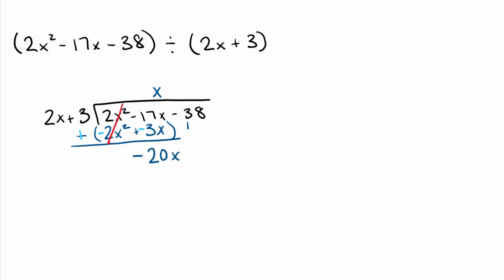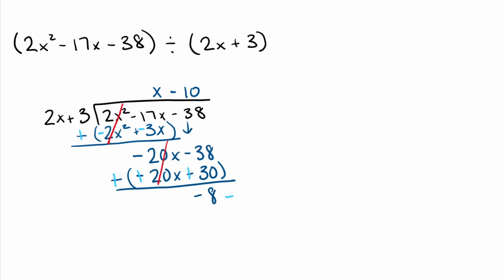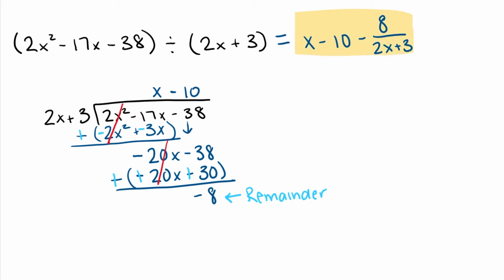Bring down the negative 38. 2x goes into negative 20x negative 10 times, or 2x times negative 10 gives us negative 20. So we'll subtract negative 20x minus 30, change all of our signs, add down, and our remainder is negative 8. So our final answer is x minus 10 minus 8 over 2x plus 3.